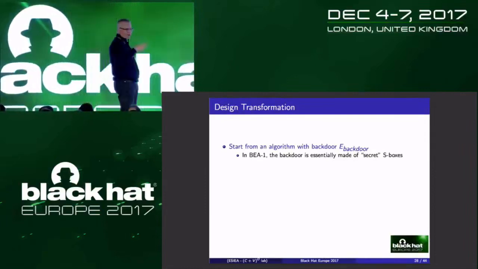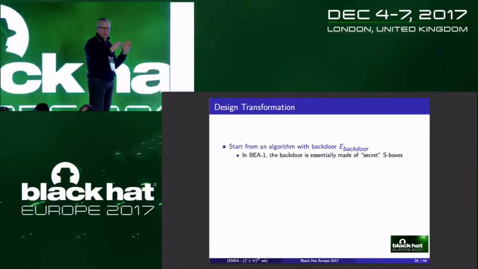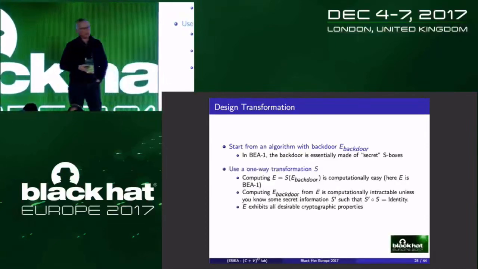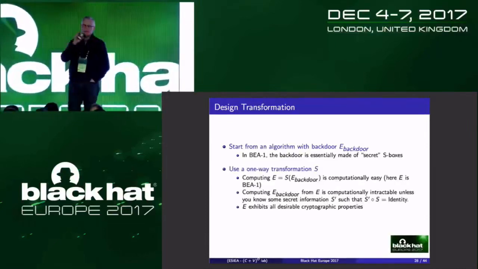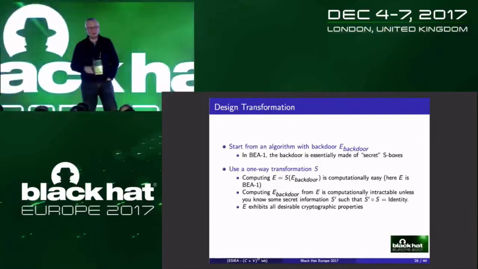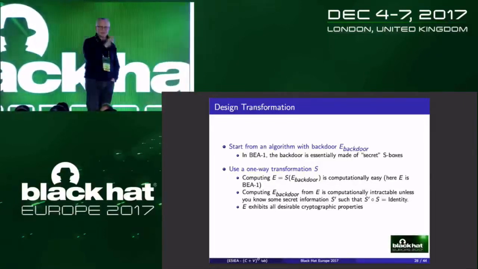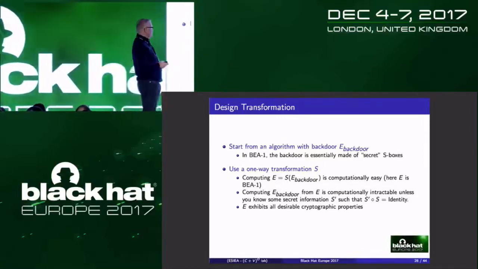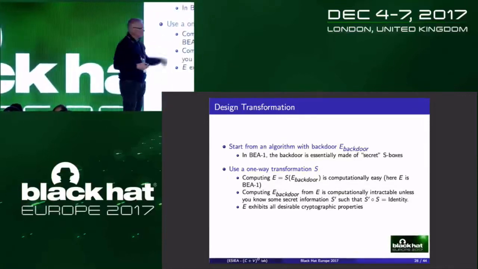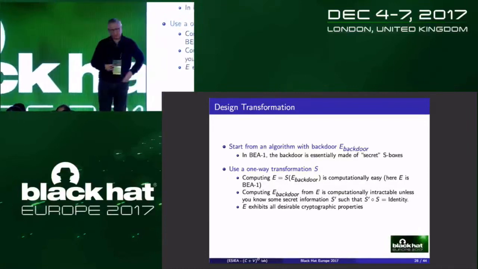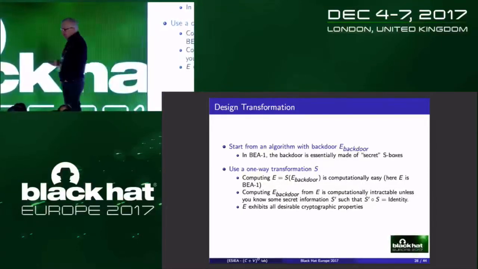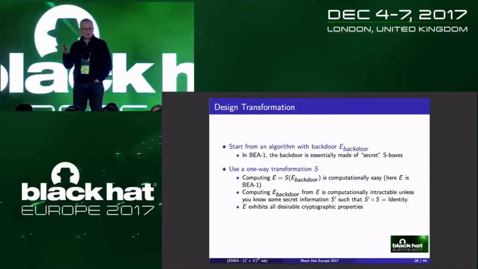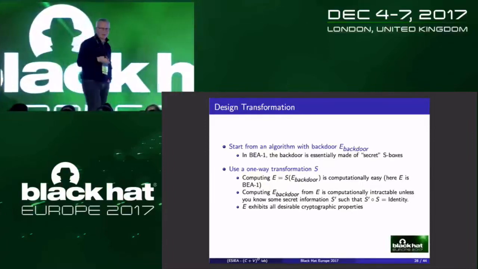In our case, there are secret backdoors, which are not public. Then we choose a one-way transformation. One-way means that you can easily compute in one direction, but it is difficult, at least computationally, to reverse it. So you can apply what we call a design transformation. You can transform your original design with backdoor into a new, public design without the backdoor.